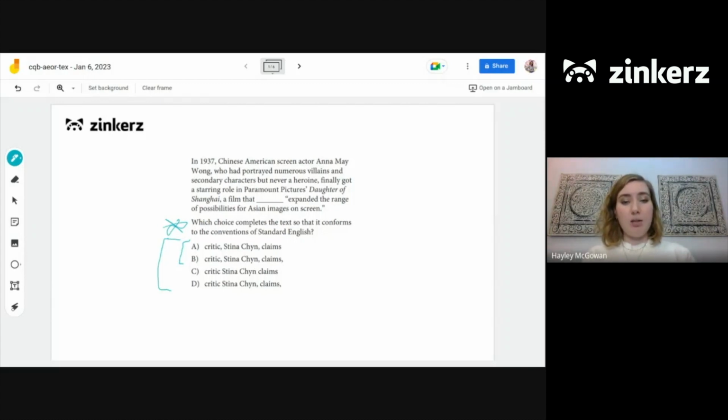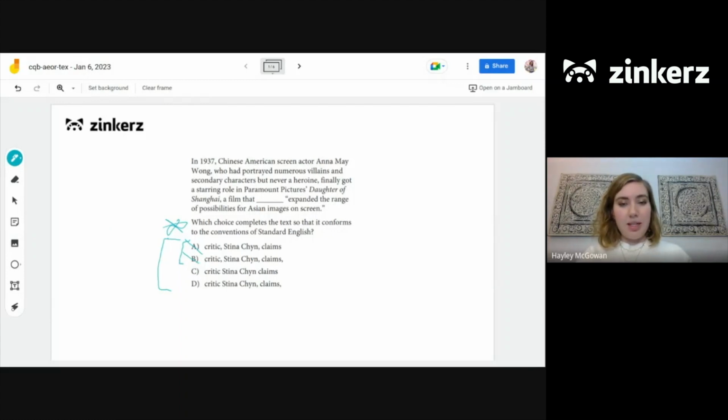So in this case, would we want the name of the critic to be considered non-essential information that we don't need to know for this passage? So no, right? The name of the critic is important here, especially because we have a quote that is attributed to them right after it. So we definitely want to keep the name in here so that we know who said it. So the name of the critic cannot be non-essential information, which means that A and B can be ruled out. Okay, so then we're between C and D.